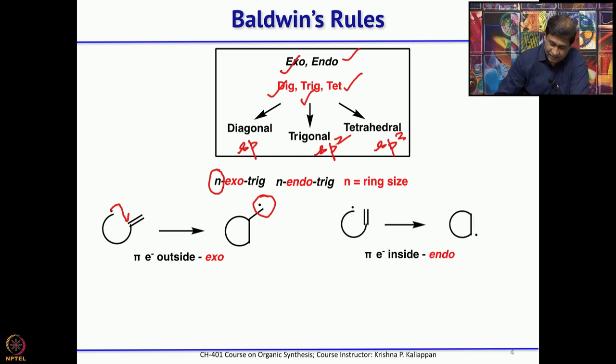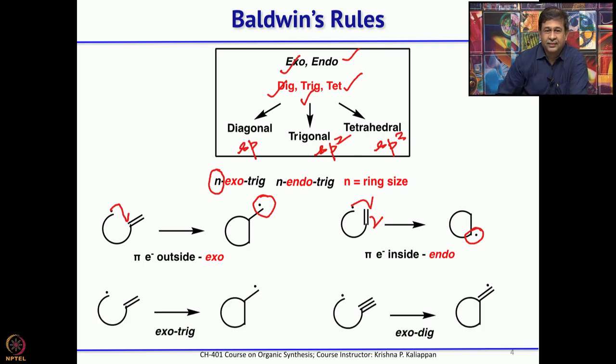And same thing, when the cyclisation takes place and the final radical is part of the ring, inside the ring, then it is called endo. N represents the size of the ring formed, and exo means the final radical is outside the ring, endo means the final radical is inside the ring.